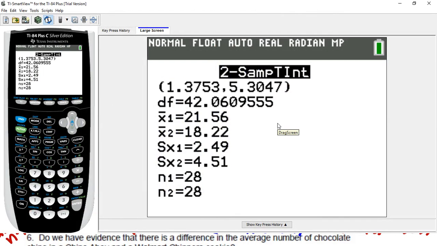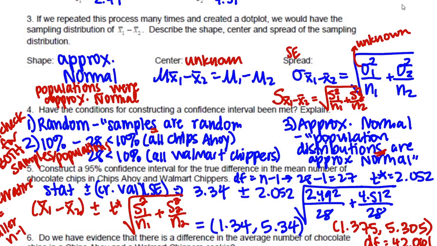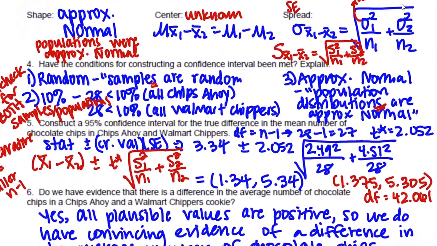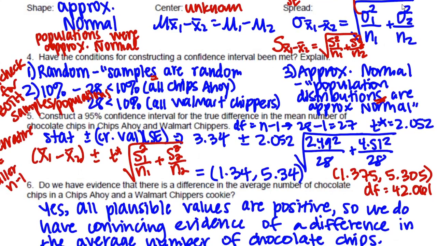DF equals 42.061. So it's this crazy decimal. And what you'll notice is that there's no way for us to figure that out on our own. It's a really complicated formula that you don't have to know, but you can let your calculator get it for you. What you would need to be careful about, though, is that when you show your work, you still need to show your work. So just don't put this there.